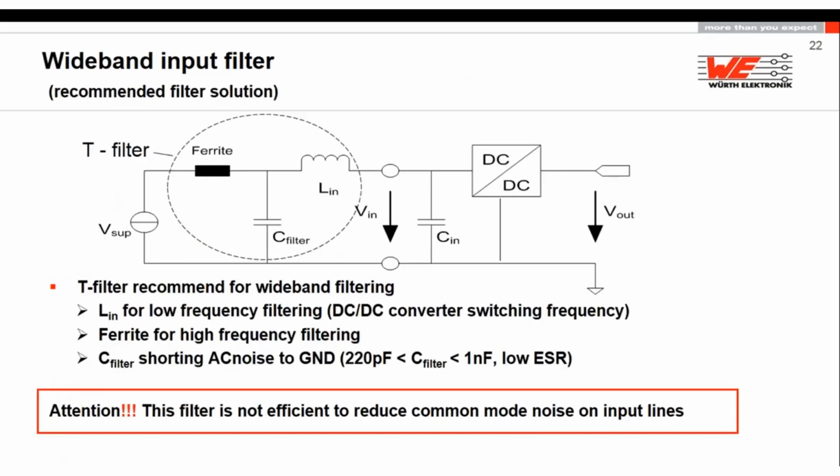If you want to do something better, you can put, in addition to the inductor, a ceramic capacity of value 220 pico, maximum 1 nano, with very low ESL. You can take a multilayer ceramic one and add a ferrite chip bead in series. You build a T filter, sorry, a T filter.